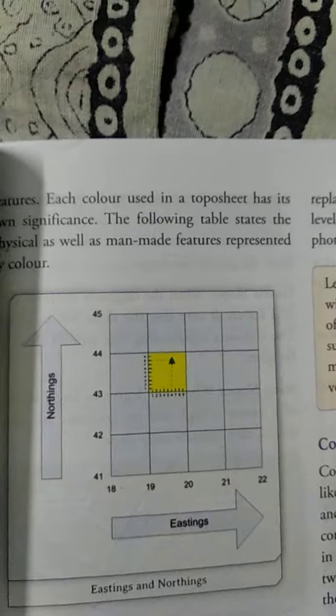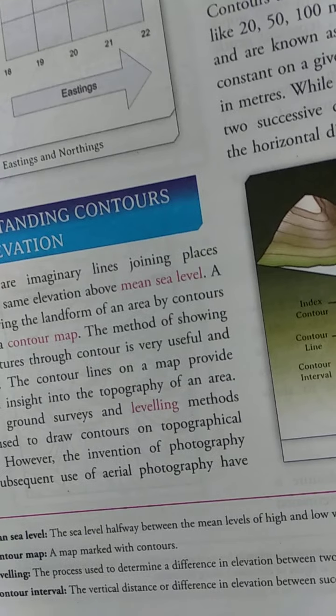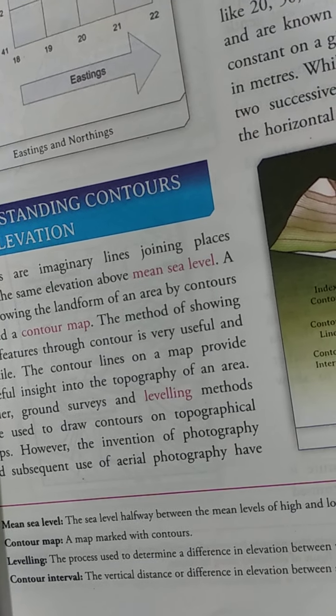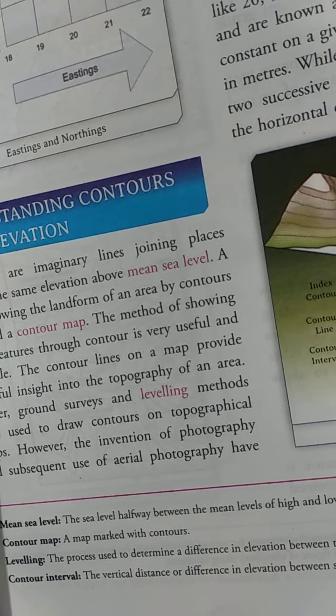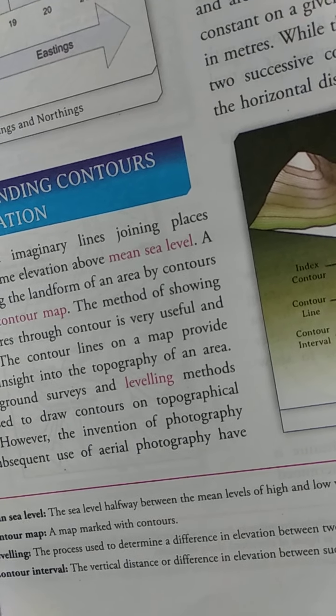Each color on the topo sheet has its own significance. So this is the table which will help you to know it. Next comes evaluation of contour. These are imaginary lines which join places having the same elevation above mean sea level.